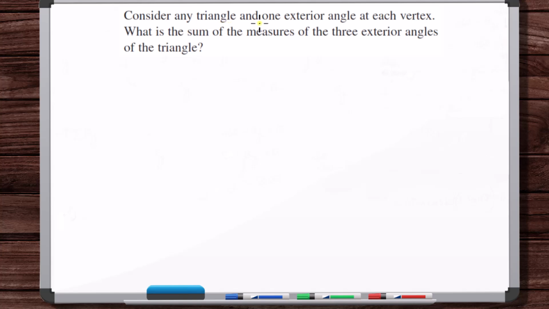Consider any triangle and one exterior angle at each vertex. What is the sum of the measures of the 3 exterior angles of the triangle? Okay, so let's just draw a general triangle here.